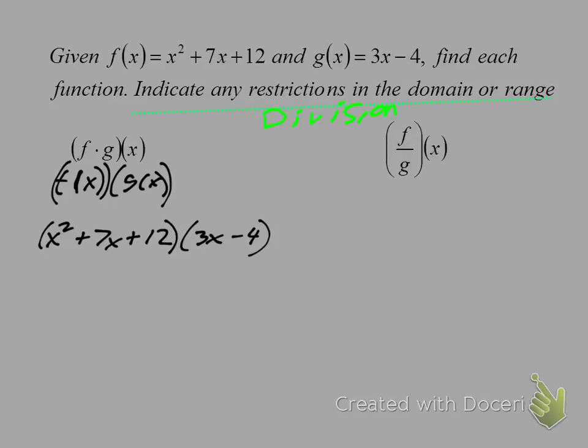Okay, so we're multiplying a trinomial times a binomial. We've done this before, we did last semester. We need to take the x squared that's first and multiply it to the 3x and the negative 4. Which gives you 3x cubed minus 4x squared.